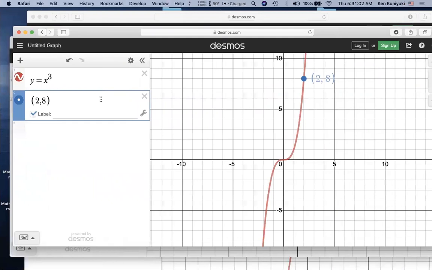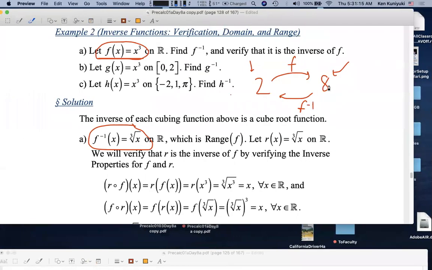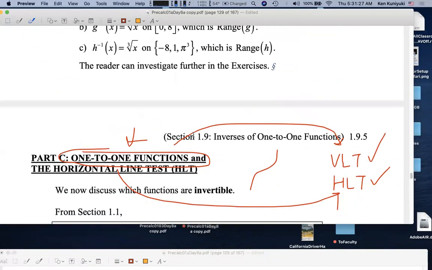But wait a minute. Let's start at the beginning. Let's say I tell you that my point has y coordinate 8. You know that the x coordinate has to be 2. If I tell you that the y coordinate is 8, you know that the x coordinate has to be 2, because this cubing function is a one-to-one function. The squaring function does not have that luxury. What was the problem with the squaring function?